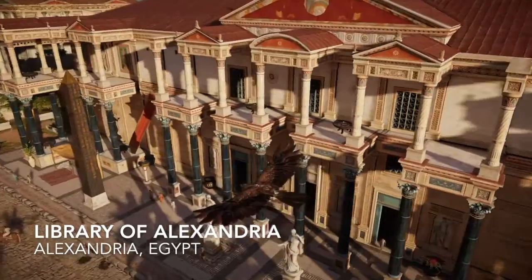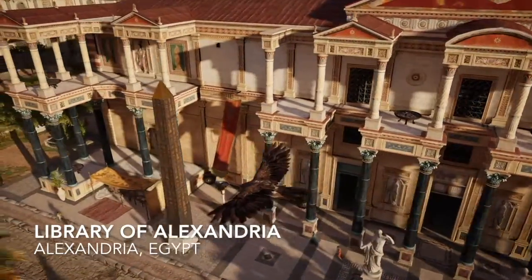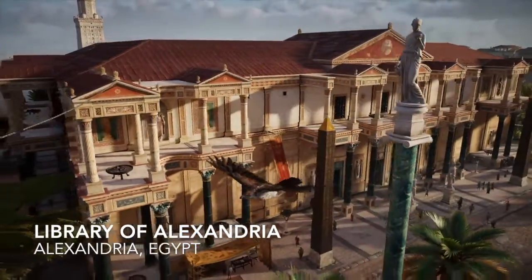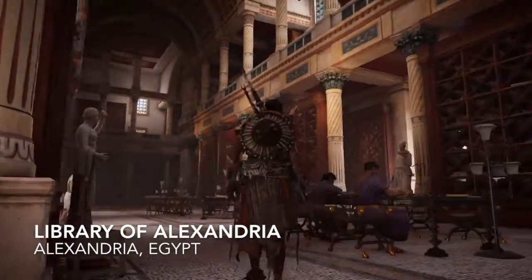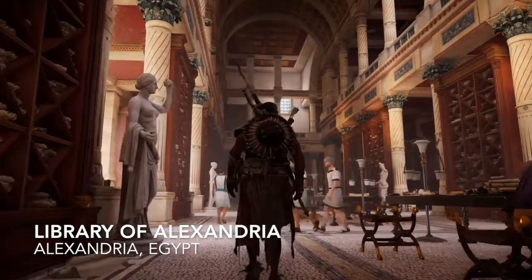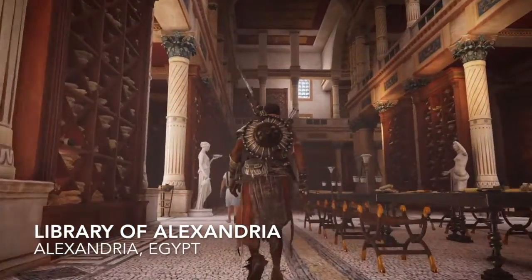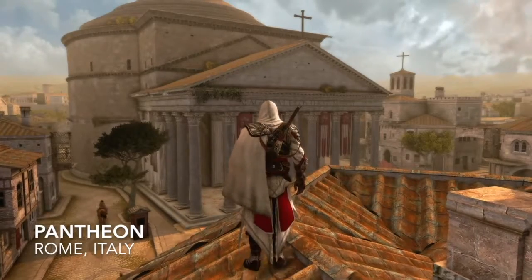Romans used the Corinthian order a lot, too. A few examples of Roman use of this order would be the Library of Alexandria in ancient Egypt. The columns were used on the outside of the building as well as the inside of the library. Also, the Romans used Corinthian order on the Pantheon in Rome.